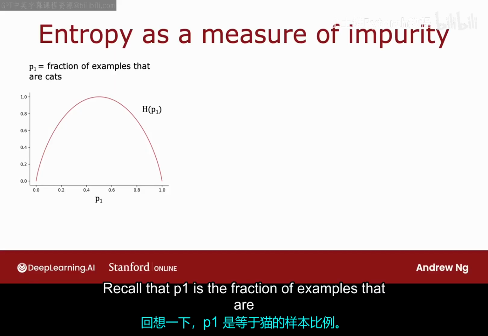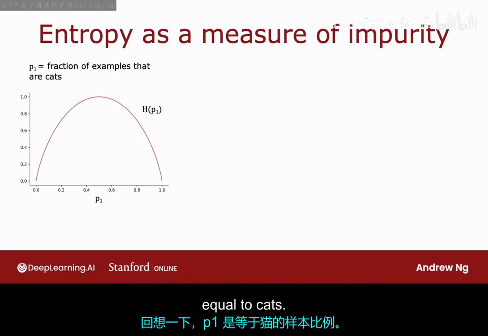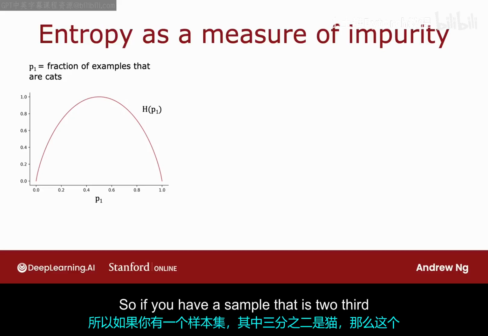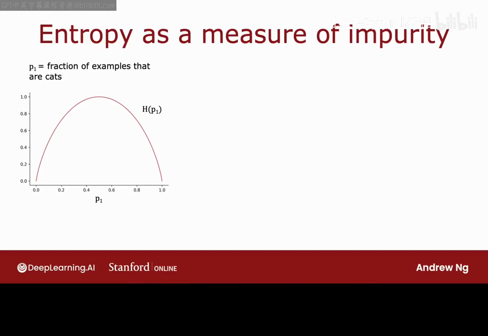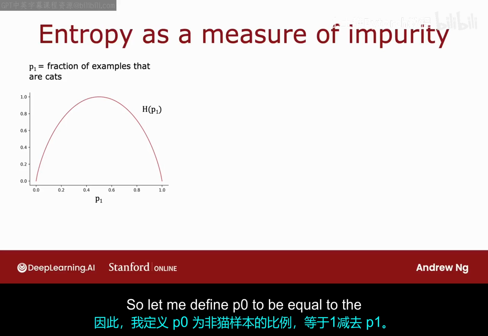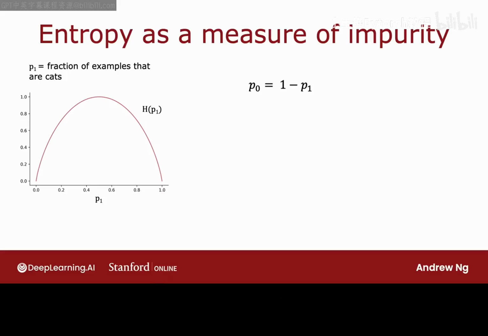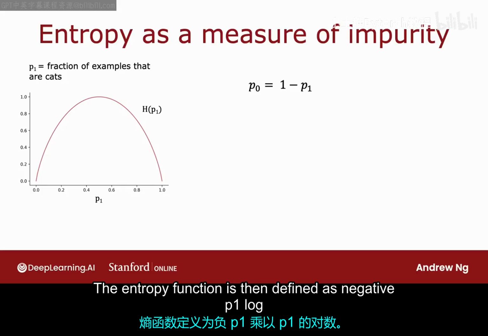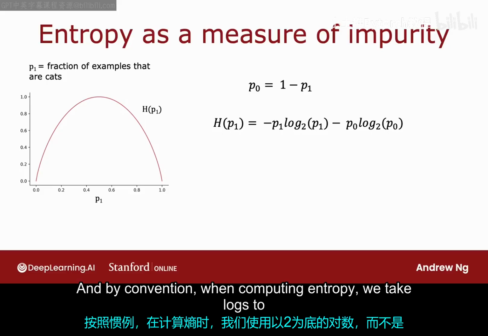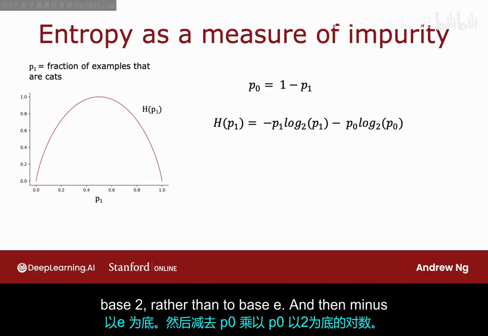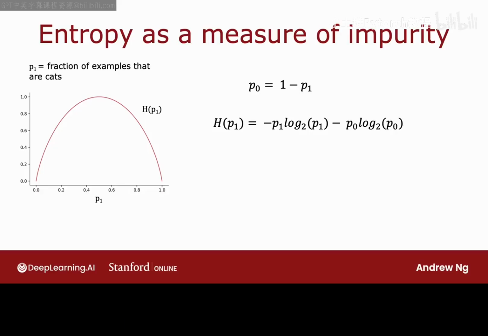Recall that P1 is the fraction of examples that are equal to cats. So if you have a sample that is 2/3 cats, then that sample must have 1/3 not cats. So let me define P0 to be the fraction of examples that are not cats, which is just equal to 1 minus P1. The entropy function is then defined as negative P1 log P1. And by convention, when computing entropy, we take logs to base 2, rather than to base e. And then minus P0 log base 2 of P0.